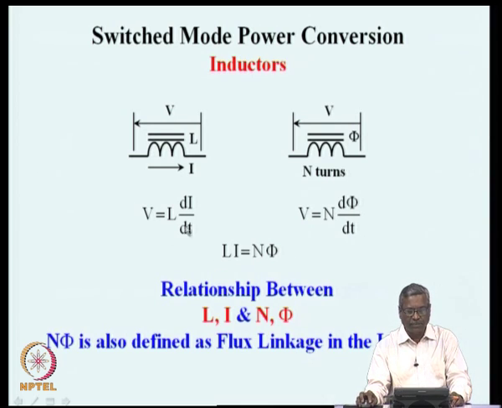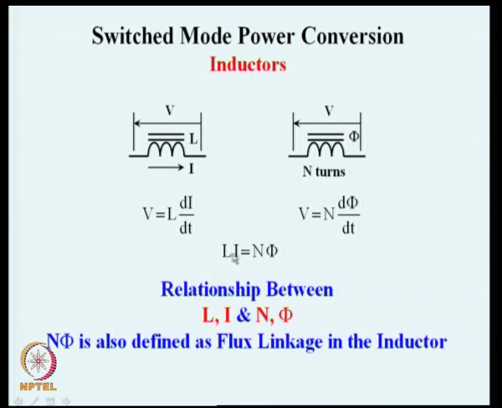From this, it is possible to see this identity, which is L into I is N into phi. This is also defined as the flux linkage in the inductor. L and I are the quantities which are defined on the electrical side of the inductance, and N and phi are defined on the magnetic circuit of the inductor.